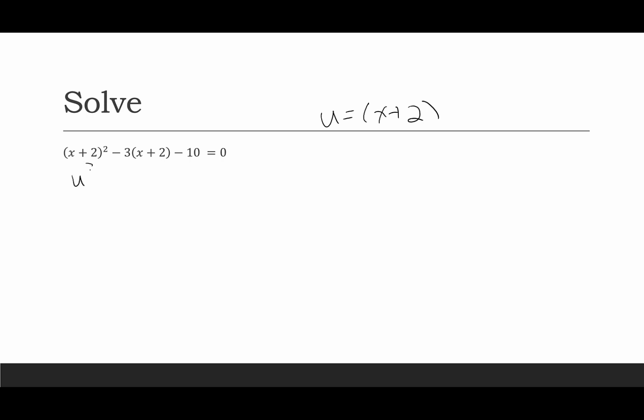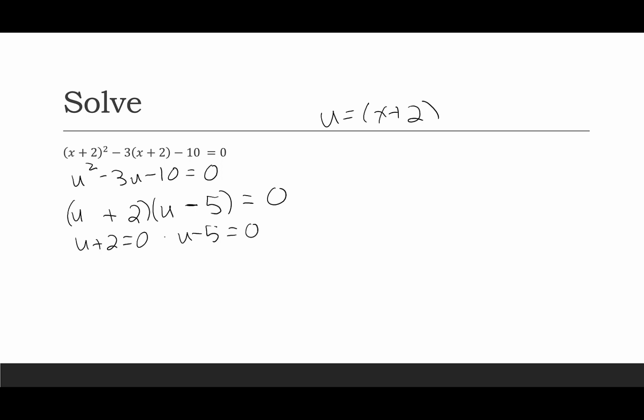So this changes into u squared minus 3u minus 10 is 0. I factor this. It's negative 10, so I know that I'm going to subtract the numbers, and I'm going to have 5 and 2. The bigger one, 5, will be negative. The smaller one, 2, will be positive. I have u plus 2 times u minus 5. I set that equal to 0. U plus 2 is 0, u minus 5 is 0. This says u is negative 2, u is positive 5.